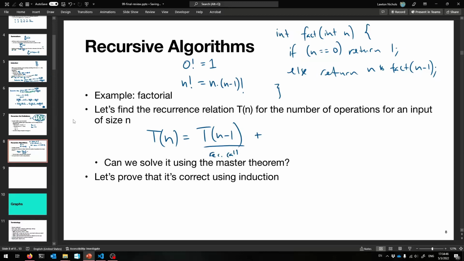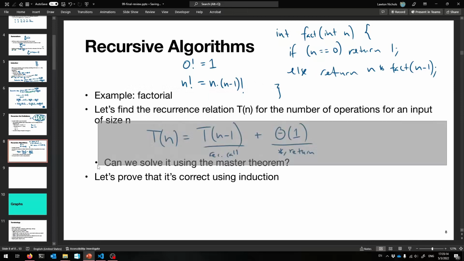Plus, how much extra stuff do we need to do? We need to multiply that result by our n and also return it. So those are constant things to do. I hope that makes sense. That's just constant work after you make the recursive call. So theta of 1 stuff to do after we've made that recursive call. You got to do the times, you got to return. That's just 2 operations. So that's totally constant time. Okay? And now the question is, can we solve this?